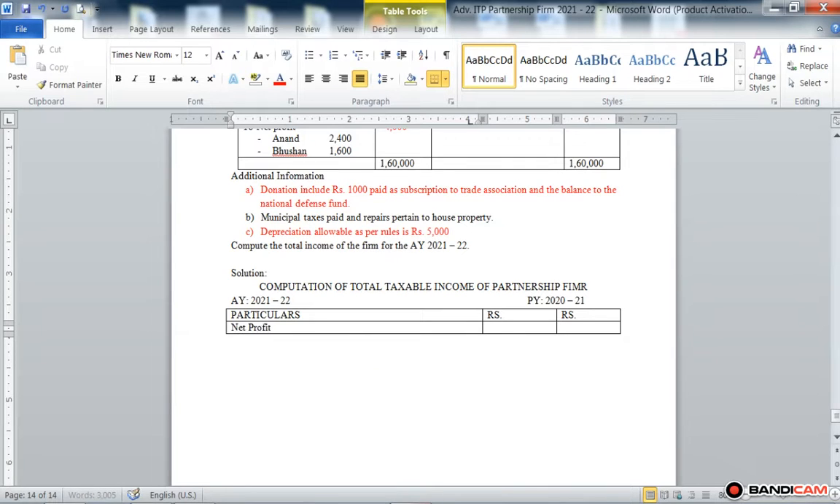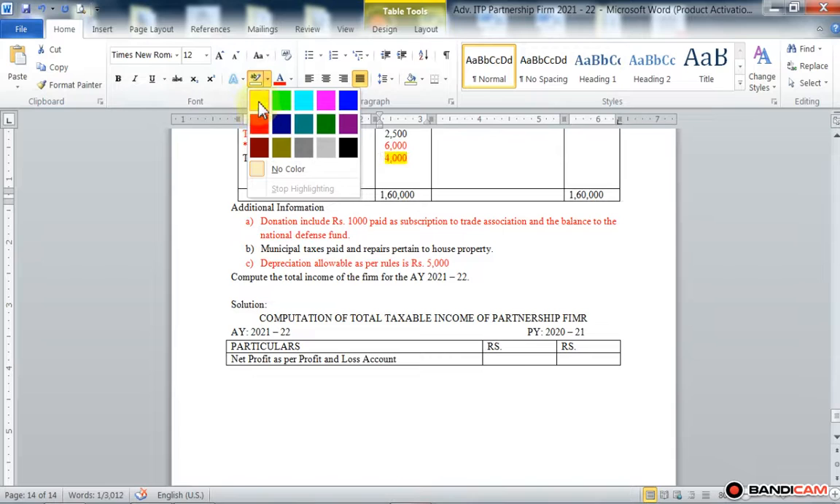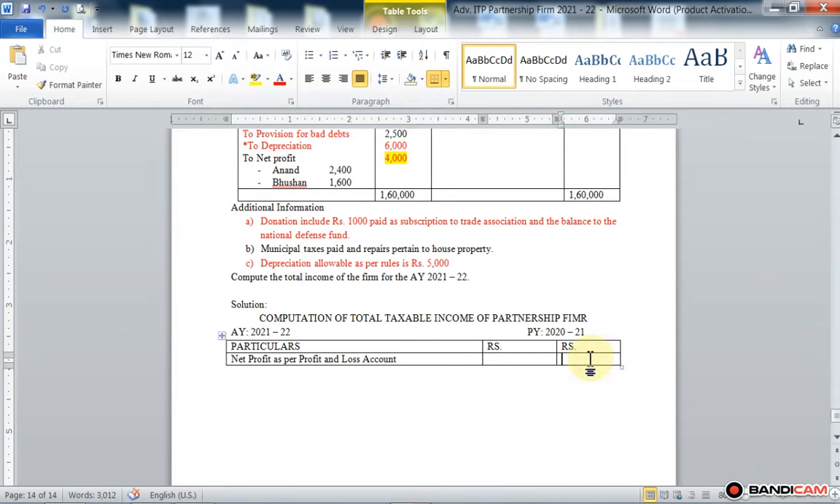Net profit as per profit and loss account. So net profit as per profit and loss account is given here, amounting to rupees 4,000. So consider this net profit 4,000. Then we add inadmissible or disallowed expenses.